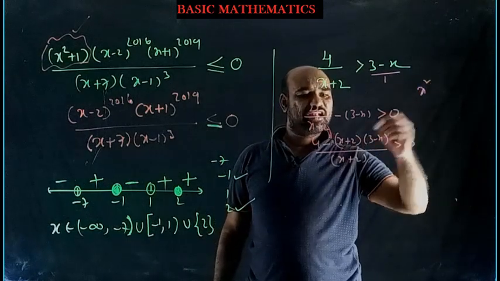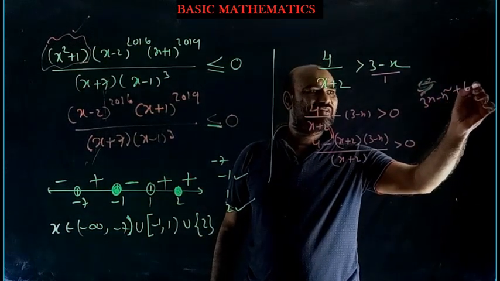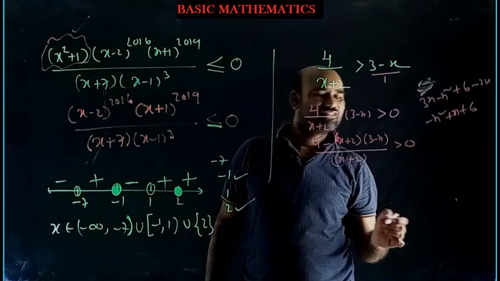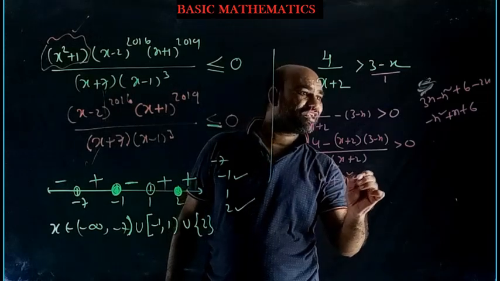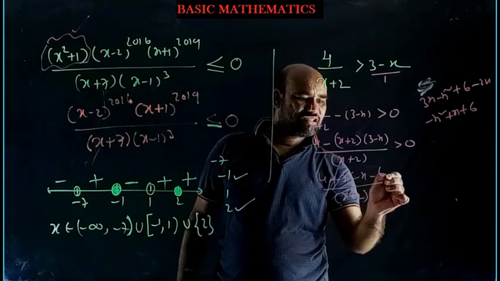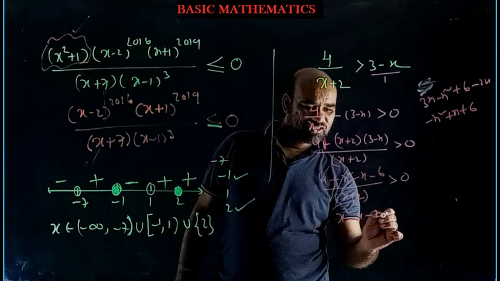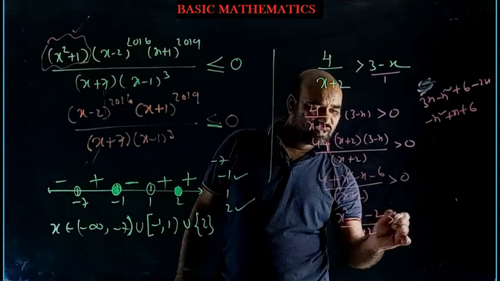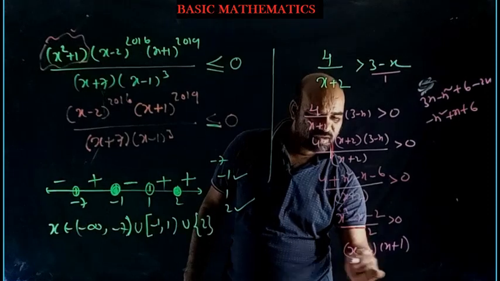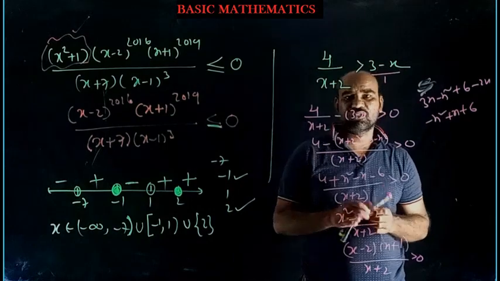So 3x minus x square plus 6 minus 2x, that is minus x square plus x plus 6. So that is 4 plus x square minus x minus 6 by x plus 2 greater than 0. Now I want to write in standard form: x square minus x minus 2 by x plus 2 greater than 0. So I can factorize it: x minus 2 into x plus 1, by x plus 2 greater than 0. Now it is in standard form. Now directly I can find the solution of the problem.